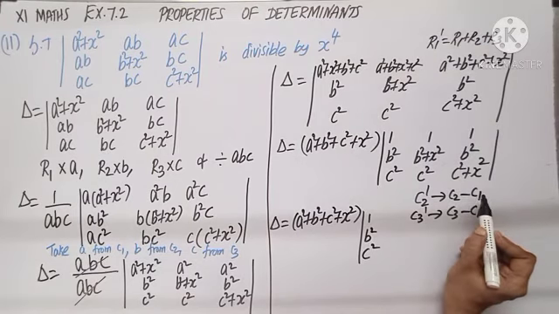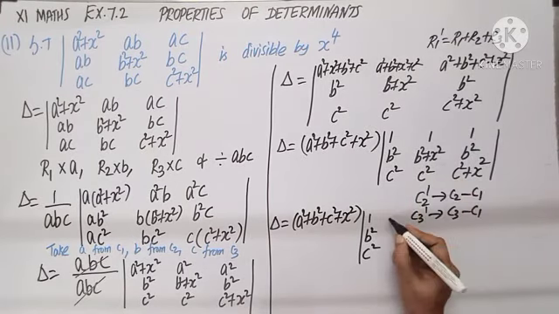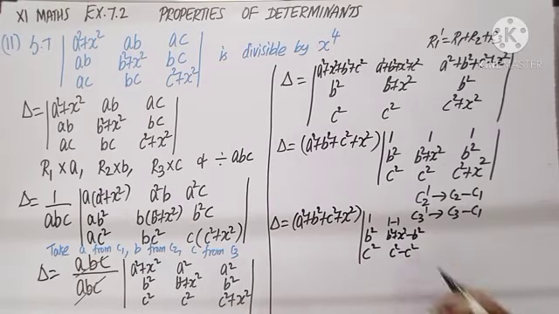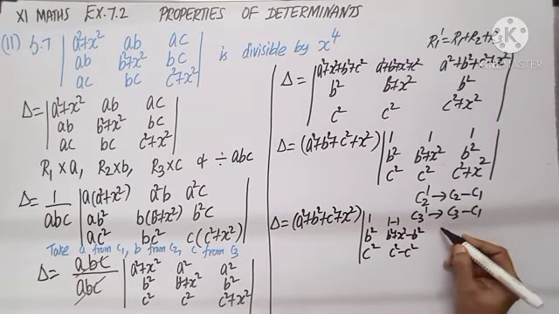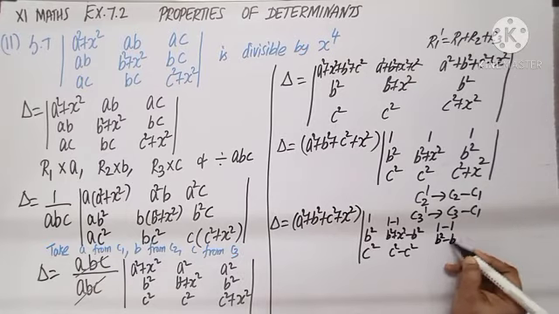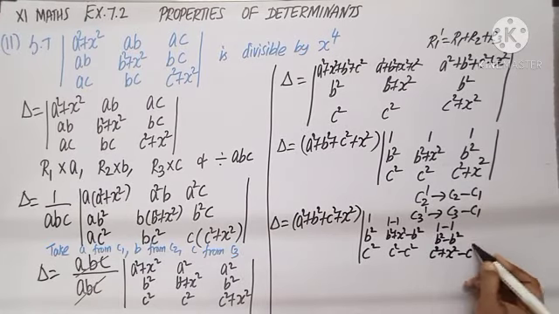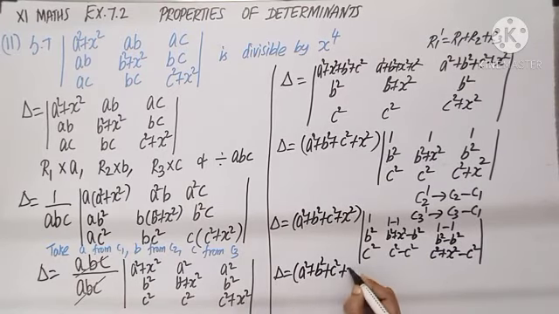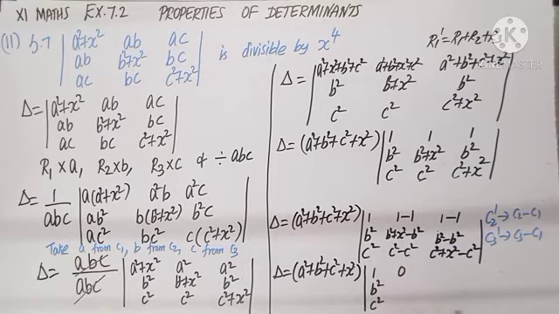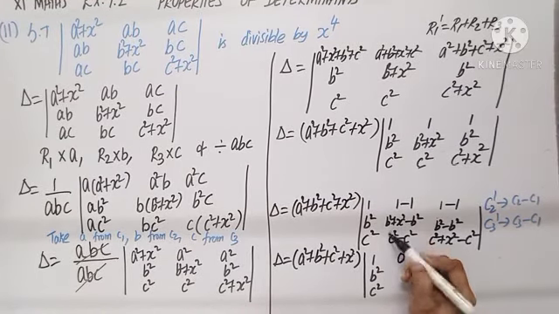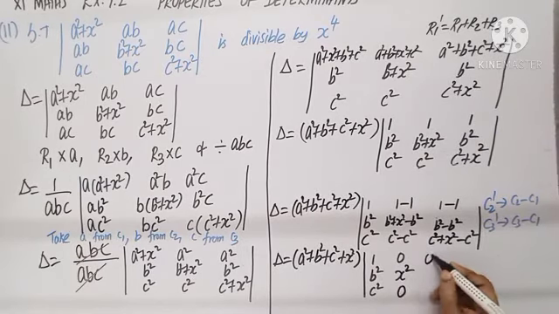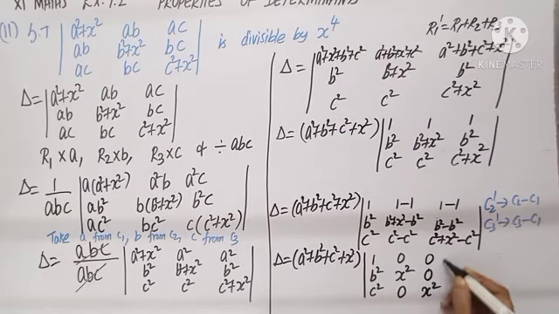Column 2 minus column 1. Subtract 1 minus 1. B square plus X square minus B square. C square minus C square. Column 3 minus column 1. 1 minus 1. B square minus B square. C square plus X square minus C square. As I simplify, it is A square plus B square plus C square plus X square into 1, B square, C square. 1 minus 1, 0. B square cancels, X square. C square minus C square, 0. Again 0, 0, X square.